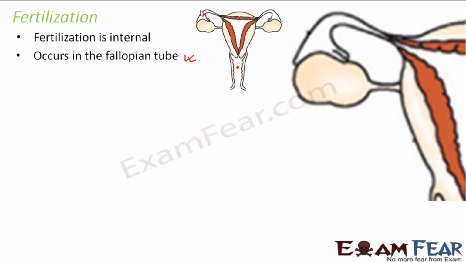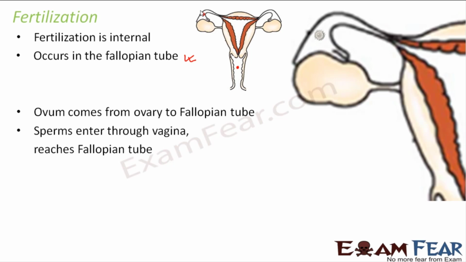So here in this picture, I have focused only on the fallopian tube part. So the ovum comes from the ovary to the fallopian tube, as I mentioned before also. So here you can see the ovum is coming out from the ovary to the fallopian tube. Now the sperms first enter through the vagina during intercourse, and they also reach the fallopian tube. So here you can see the sperms have also reached the fallopian tube. Now the sperms are motile, so the sperms are capable of moving. So now the sperm enters the egg. So here you can see the sperm enters the egg.